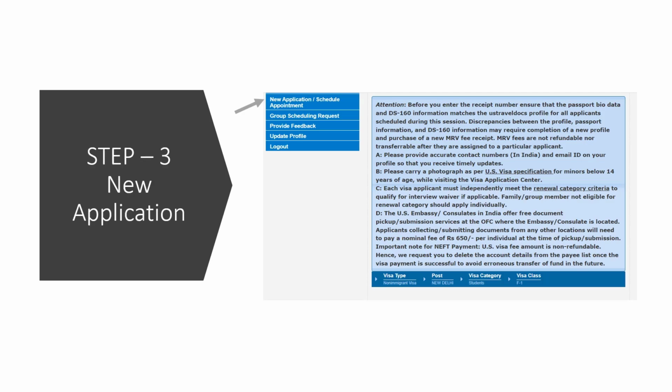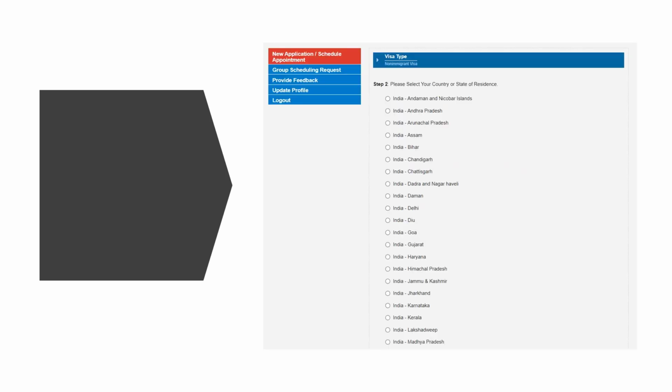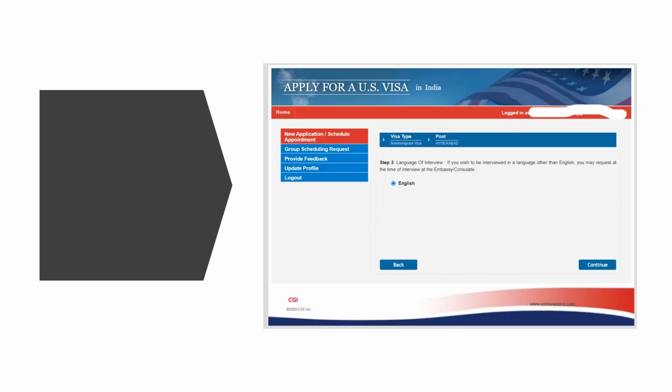Once you click on continue, it will take you to another step where it will ask you where you are from. Select any of the states. Once you select the state, your visa location, it will automatically detect the nearest location, and then it will go to the next page. Then it will tell you what your language of interview will be. It will be mostly in English. Then you need to click on continue.